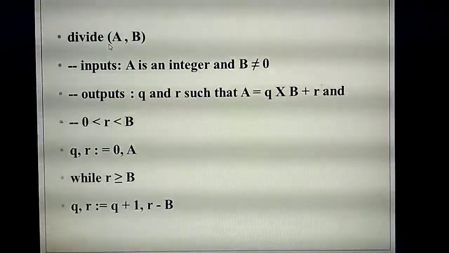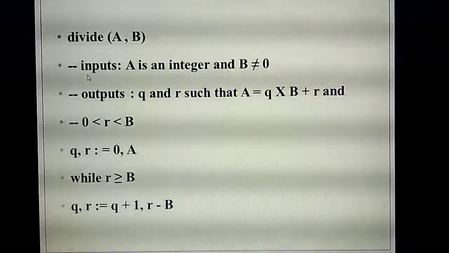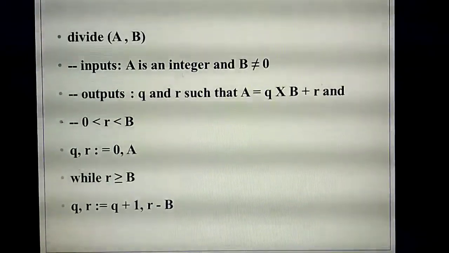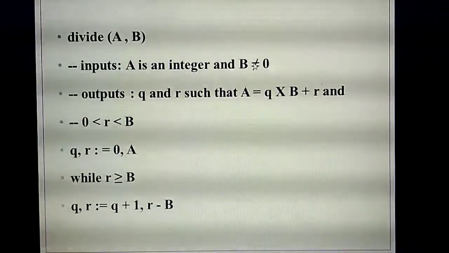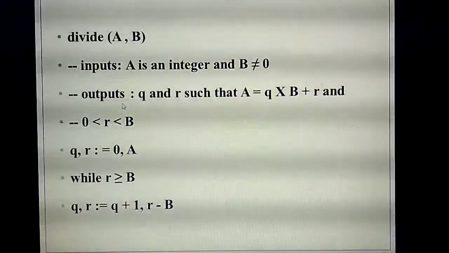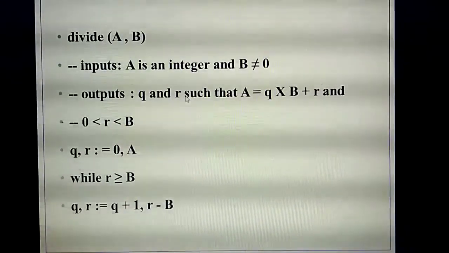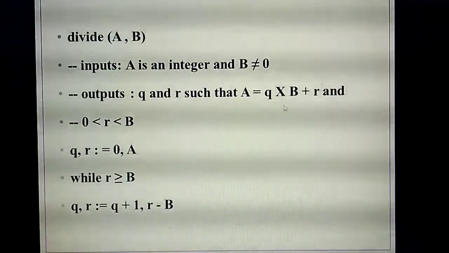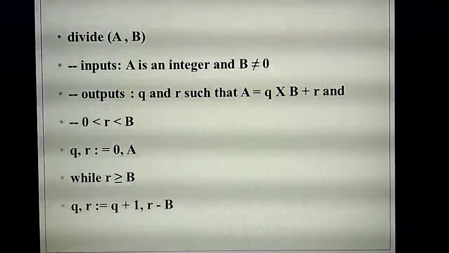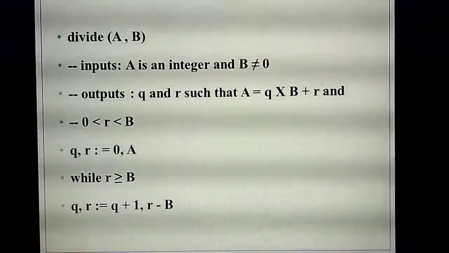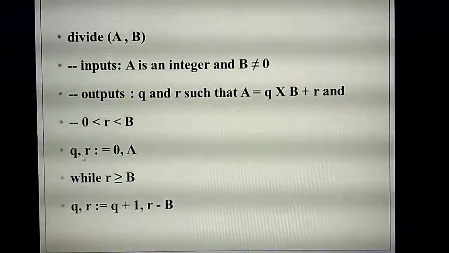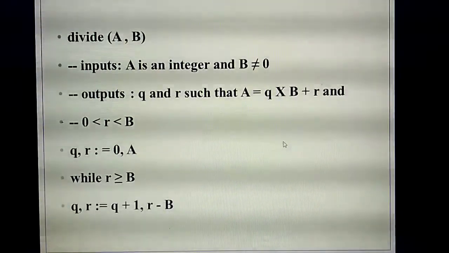So the iterative algorithm you are going to write. First the name of the algorithm, same thing: Divide a comma b, what we have written in specification is the same. Input a is an integer, b not equal to 0, that's the input property. Then output. What are the variables? Q and R, such that the condition. What's the condition? Quotient into b plus r equals a. This you have already studied.